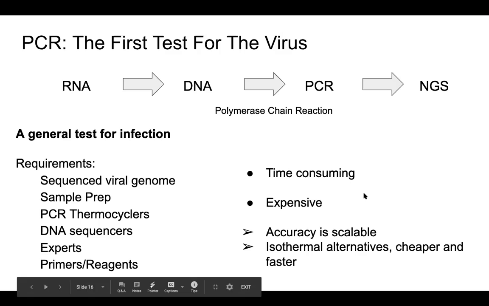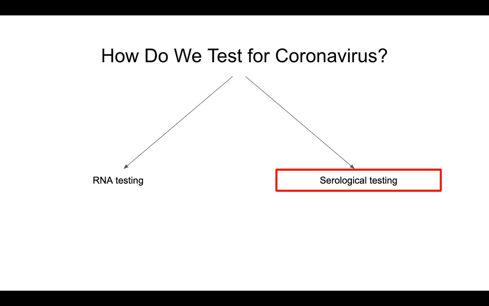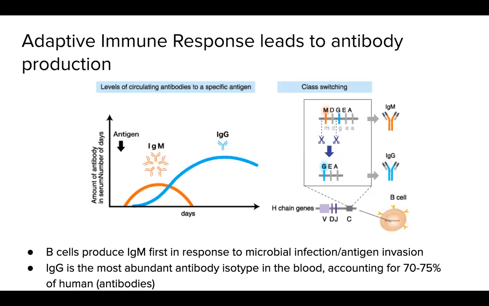Now, there are alternatives for RNA testing. Some techniques are what's called isothermal, which basically means you don't need the thermocycler. It does make this step more complicated, but they are cheaper and faster. So there's a lot of different variations on the theme. The other way to test for coronavirus is what's called serological testing, which is a fancy way of saying that you're testing the immune response.